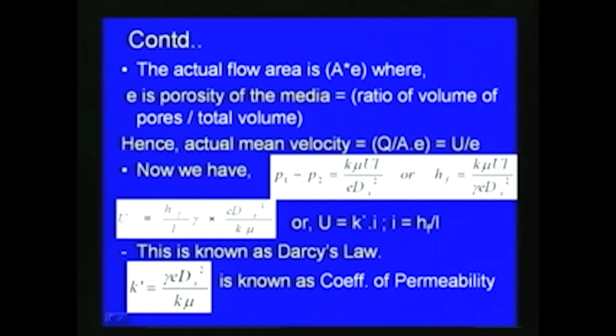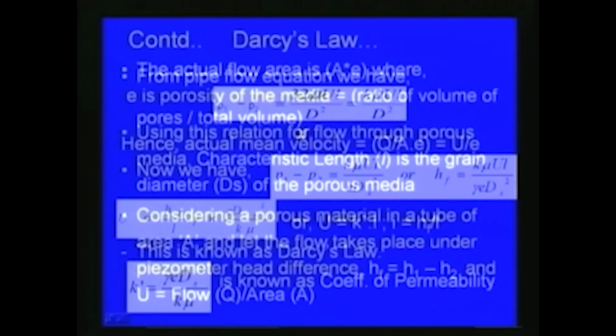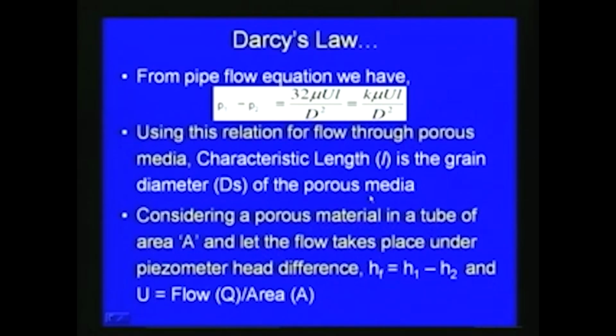Hence the actual mean velocity is equal to Q by A E, that is equal to Q by A is U, so U by E. The mean velocity we consider is U, so we have to divide it by E, the porosity, so that the actual mean velocity is equal to U by E. Now we can rewrite the equation as P1 minus P2 is equal to K into mu into U into L by E into ds square. Here ds is defined as the grain diameter of the porous media.